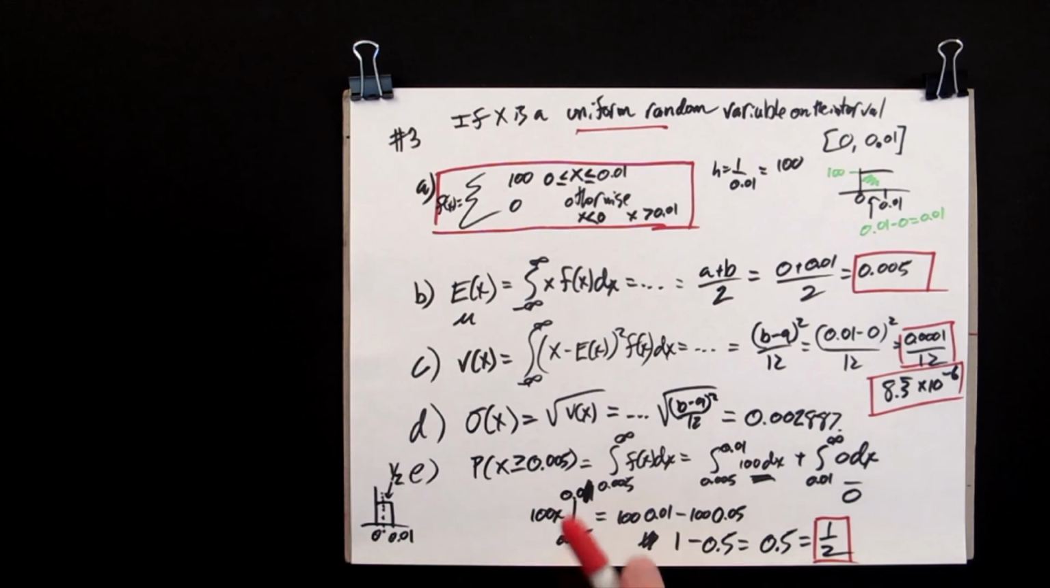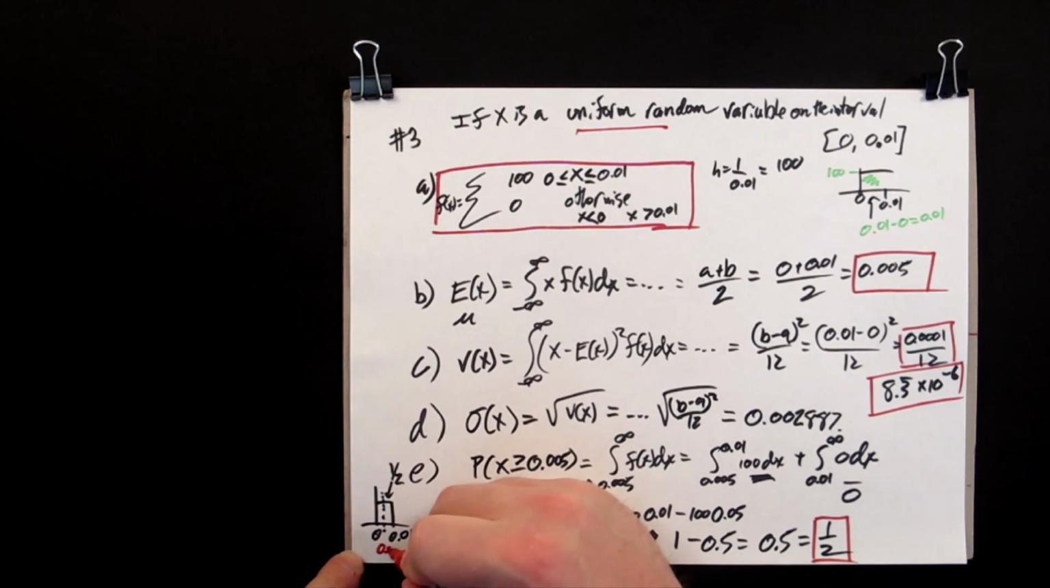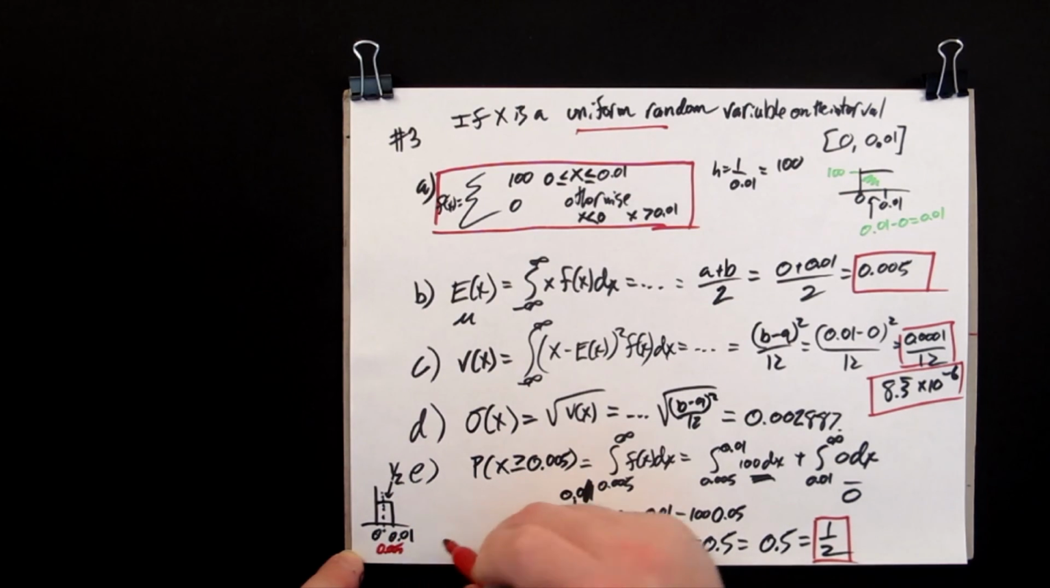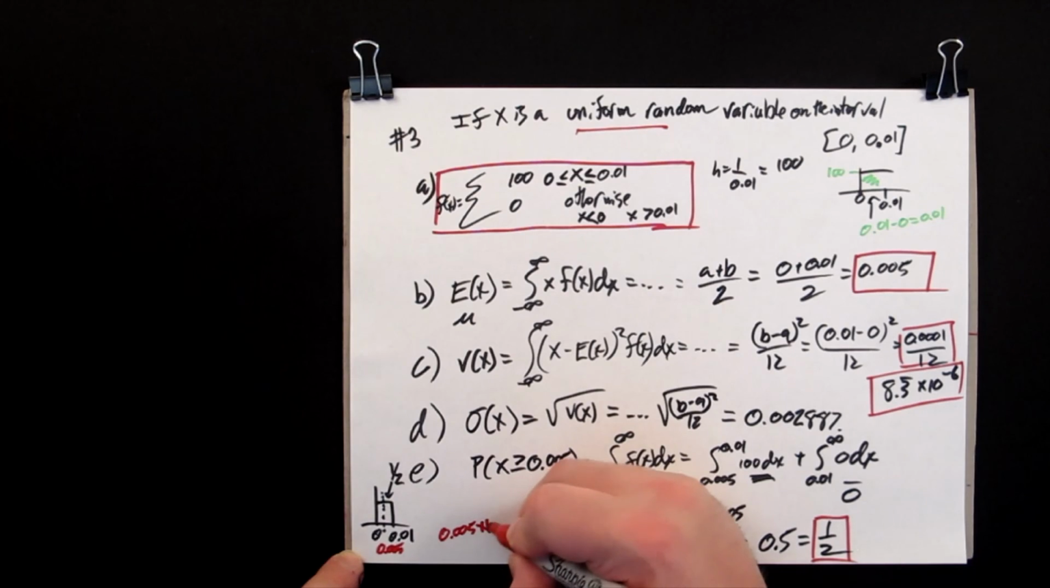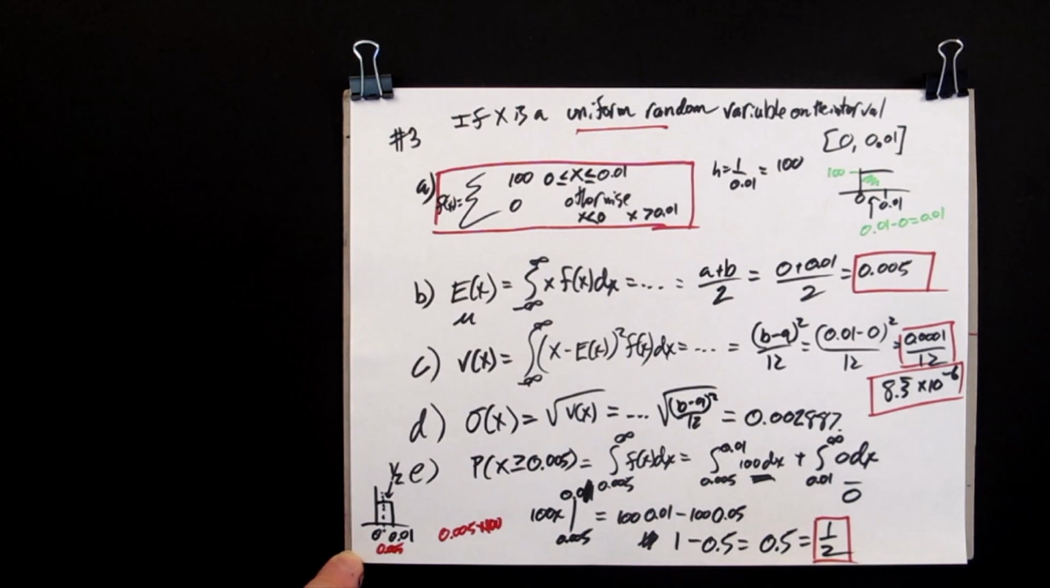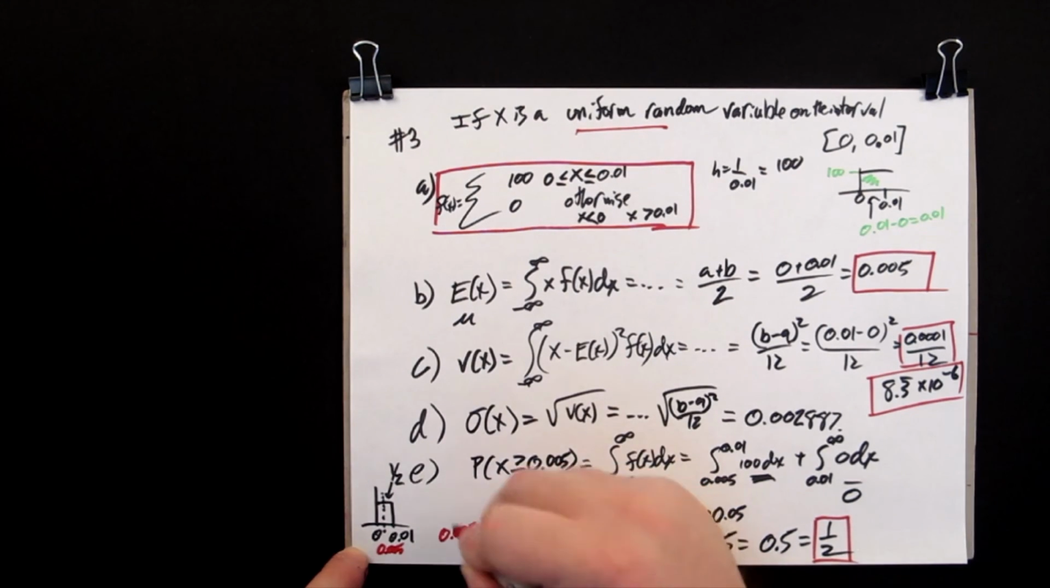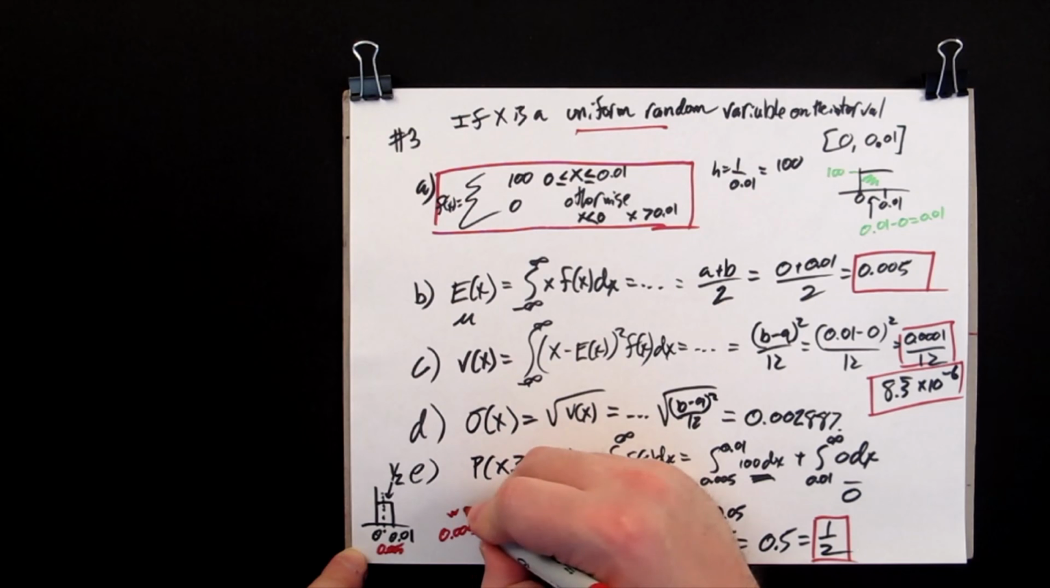You can also analyze this by thinking of it as a box. So you have from 0.005 here. So the width is 0.005, and the height was 100. And it'll give you a half as well. Width times height.